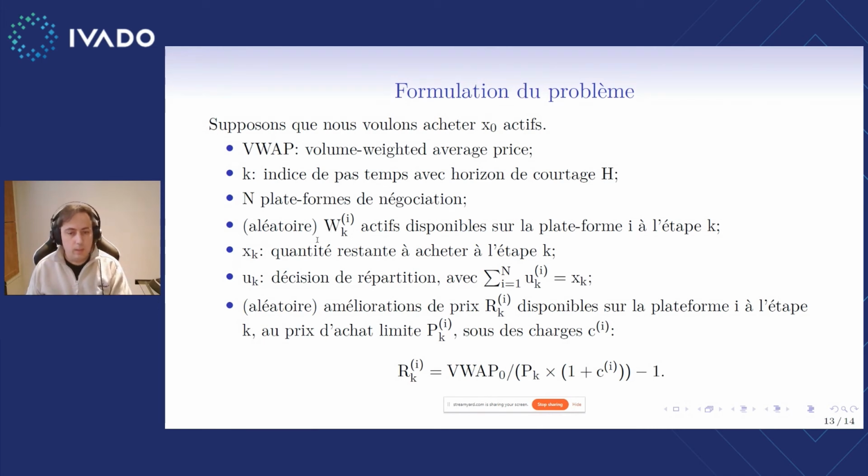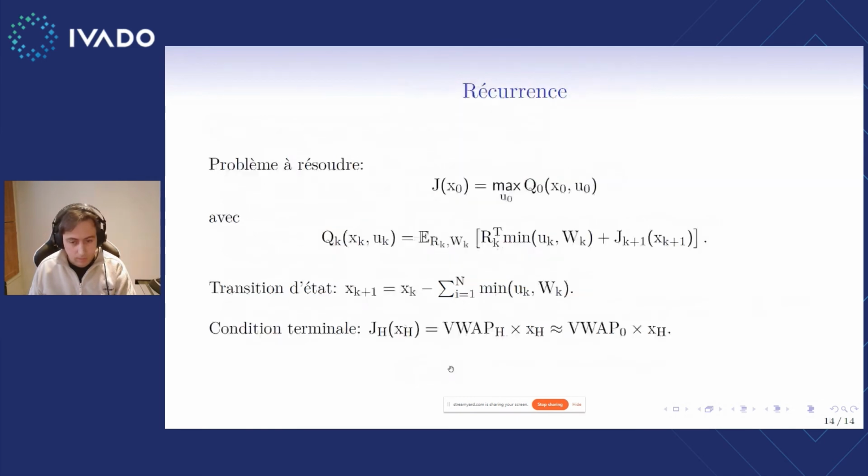You assume that you still want to buy X_K at time K, and U_K is the decision how to split your order between the markets. And you want to have the price improvement available on the platform i, at step K, when your limit price is P_K^i, and the fees are C^i. And we have the division R_K^i that is given this way in the case when you want to buy assets.